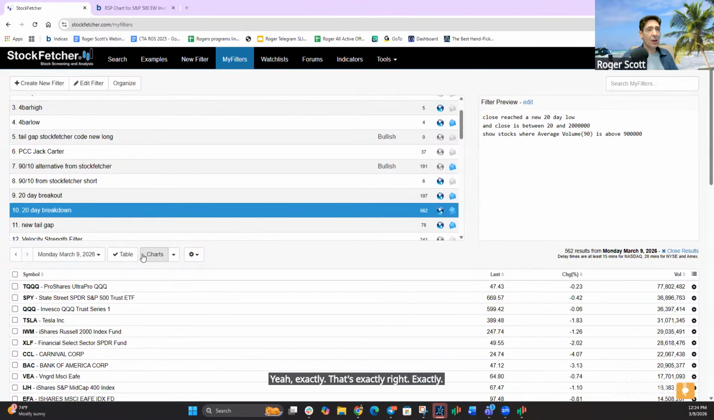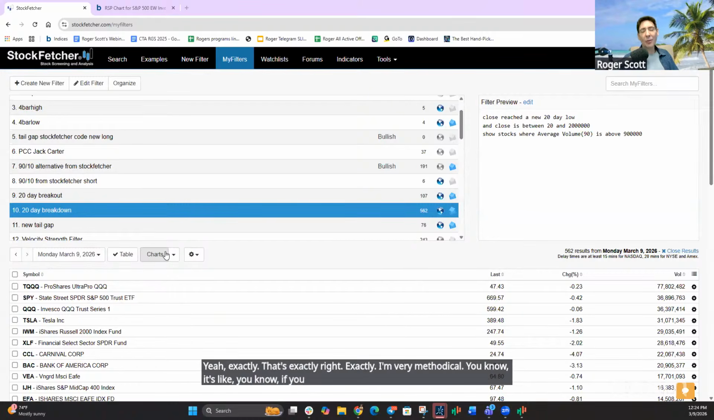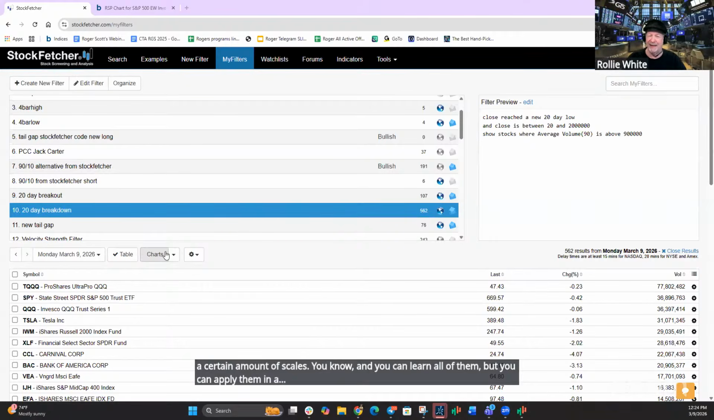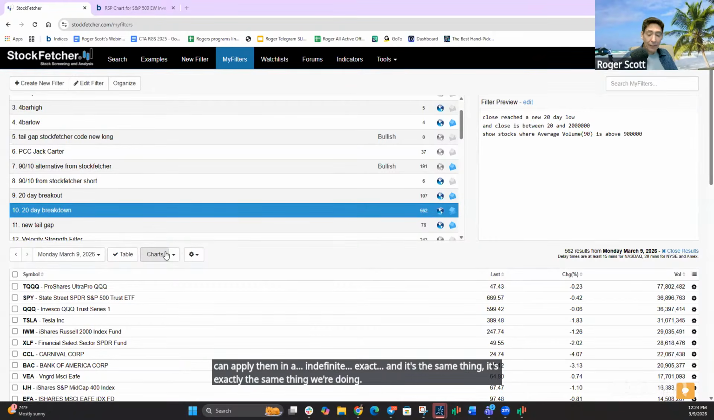I'm very methodical. It's like, if you take a guitar or if you take drums, there's only a certain amount of beats. There's only a certain amount of chords. There's only a certain amount of scales. And you can learn all of them, but you can apply them in an infinite, indefinite number of ways. It's exactly the same thing we're doing. We have a set of rules, but the market does its own thing.